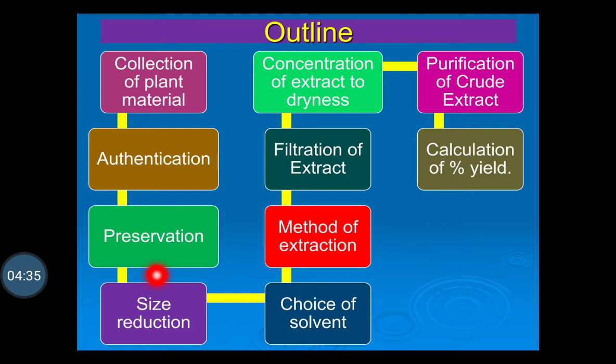Then the size reduction. Depending upon the method of the extraction which is to be chosen, you have to reduce the size. If you are going to use the Soxhlet extraction process, then you have to reduce to a coarse particle size. If you are going for the maceration or the percolation or the digestion or the decoction, then the particle size may be a fine one. For the size reduction, the material should be completely dried. The amount of moisture present in the drug should be negligible.